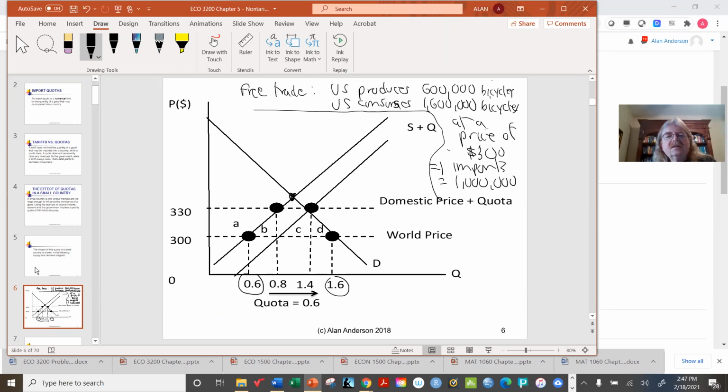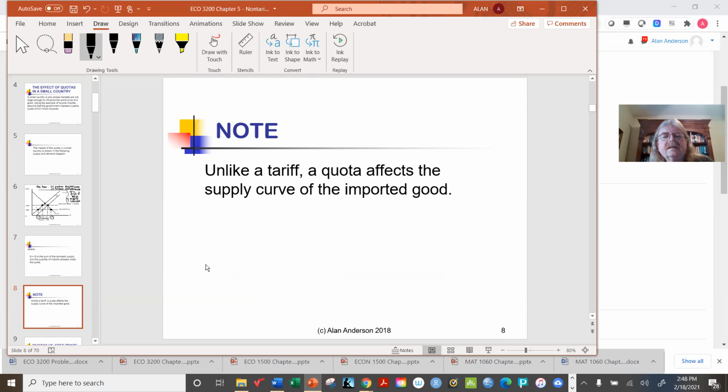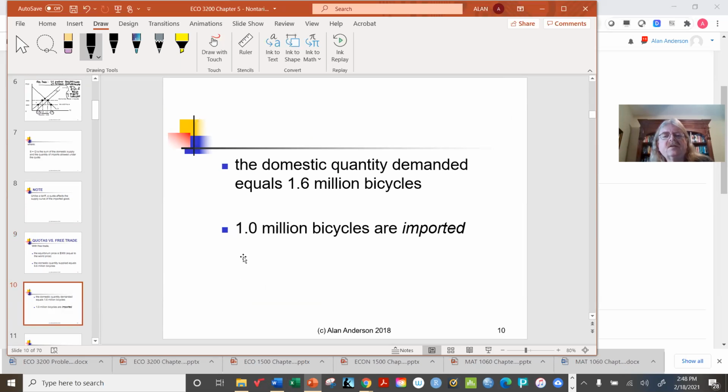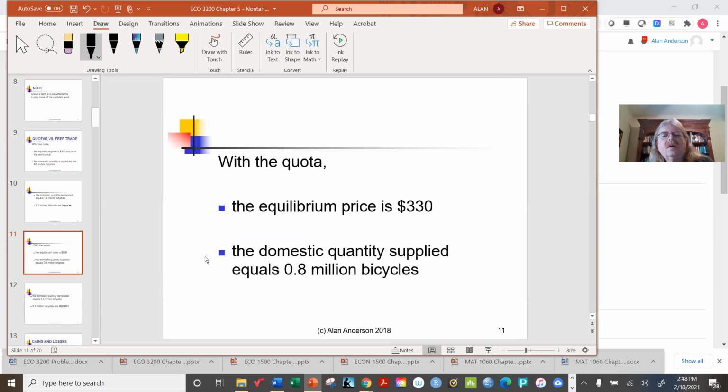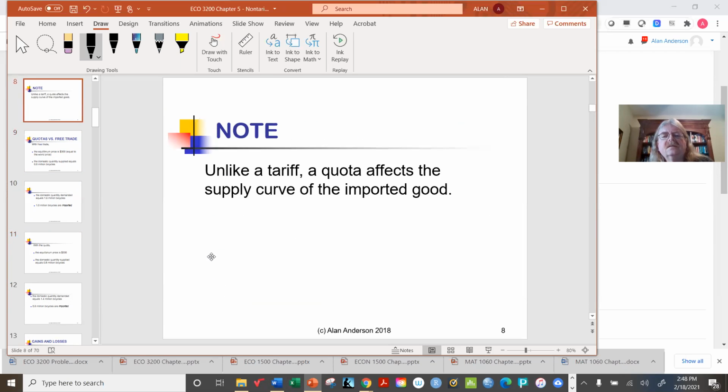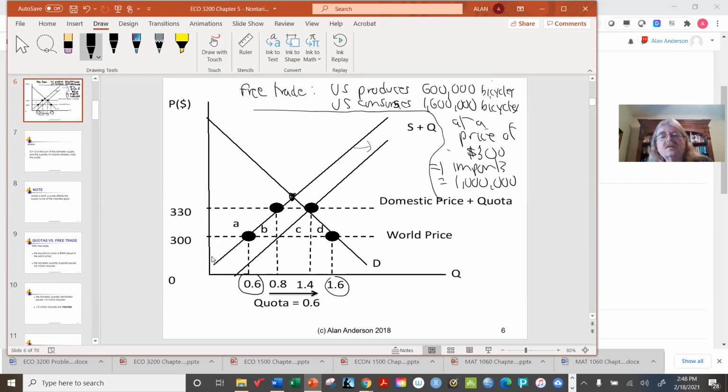Now along comes the quota, which says, you know what, you cannot import more than 600,000 bicycles. So therefore, the supply curve shifts to the right. And what happens is at the new equilibrium, we're allowing only 600,000 into the country. This has the effect of driving up the price. Here we go. It's already been summarized for us right here. With the quota, the price jumps up to $330. Because everyone knows that they're being restricted from buying as many bicycles as they want. That will push up the price.